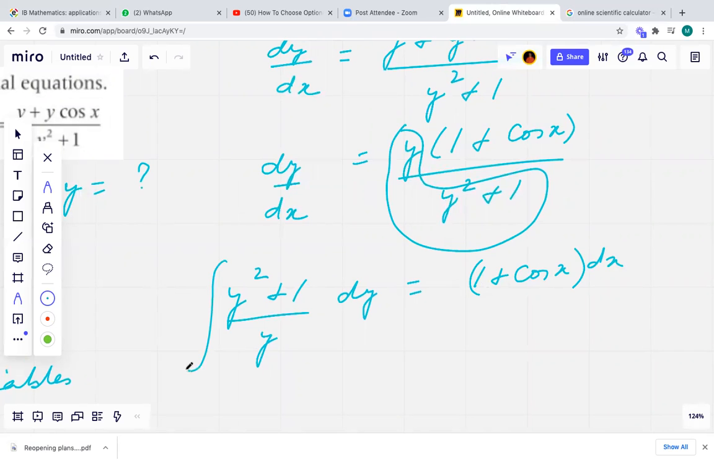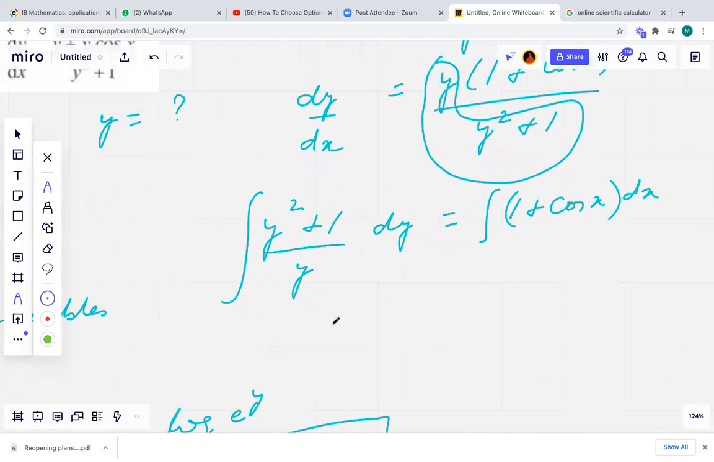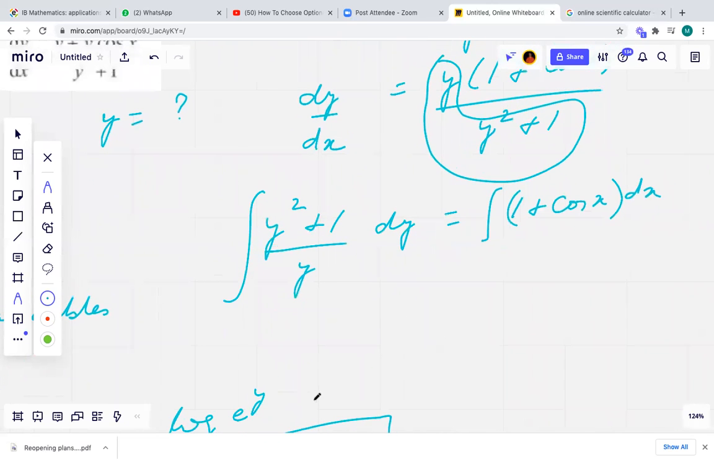Integrate. So in every sum, sir, we'll do the integral after we have separated the y and the x. Yes. Can you tell me the integral, please? Just one second, sir. Integral of y square plus 1 by y.